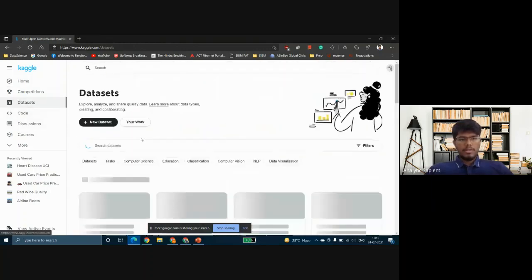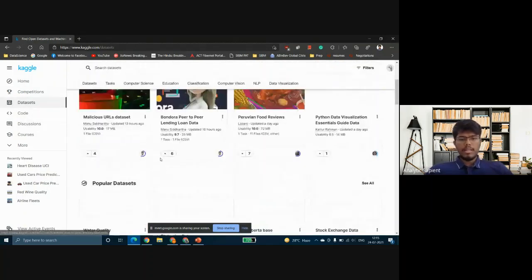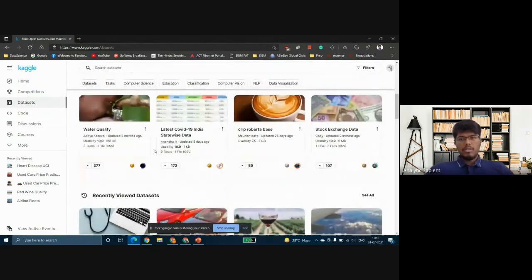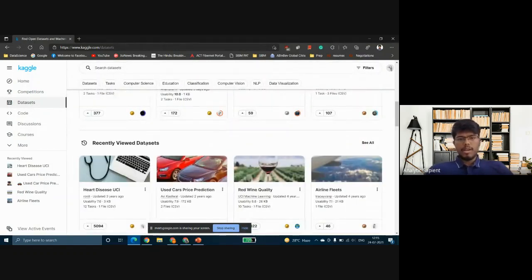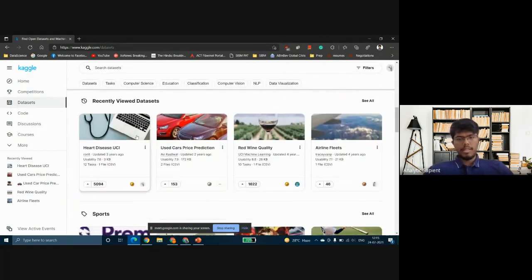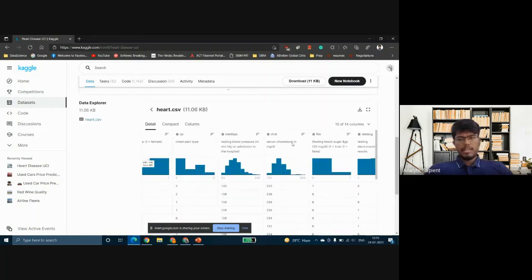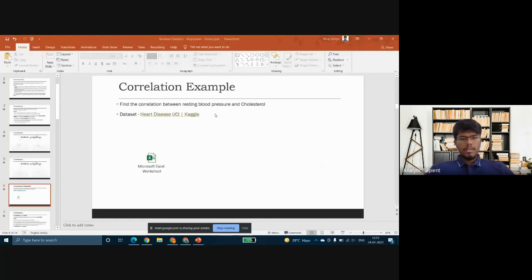And here you see all those data sets. And these are not like people have randomly put it. These are actually sourced from valid and authentic websites. For example, this is the one that I've taken. And you see that this is actually taken from ucieducation.com. Okay, and I've taken this resting blood pressure and cholesterol for an example. So coming to our example, I'll just show you how the data looks like.